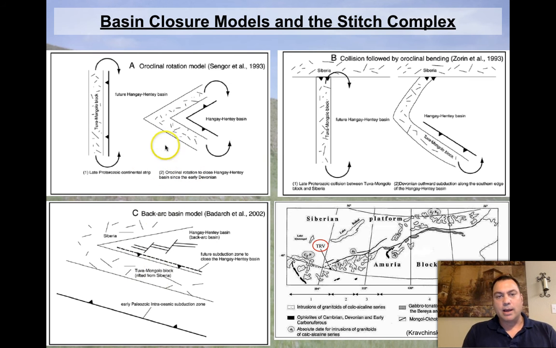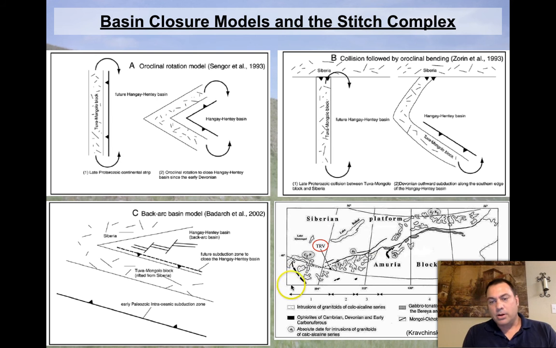These models all have one thing in common: we're seeing these blocks close together in a scissor-like motion. Again, these two have in common the south-dipping subduction zone. I think there are definitely some problems here, that the geology doesn't bear this out, but with time we're going to be able to refine these ideas and get a better idea of what kind of basin the Hangay-Hentay Basin actually is. At the time that I did this research, I don't think we had a firm handle on that.